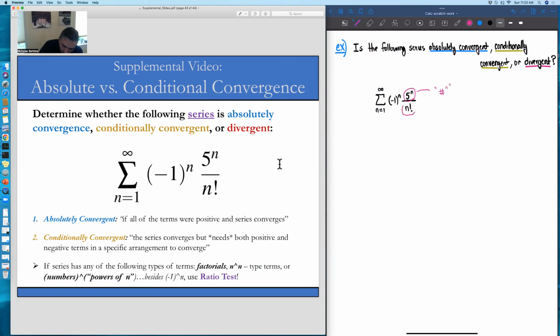However, we also see we have a factorial here. This factorial would be enough alone to say, you know what, we should try ratio test on this problem. Actually, the only thing that doesn't say ratio test is this (-1)^n. This doesn't really tell us that ratio test is useful because we need any other number raised to the nth power to use ratio test. But this 5^n or the n factorial is enough for us to say, you know what, let's give ratio test a go.